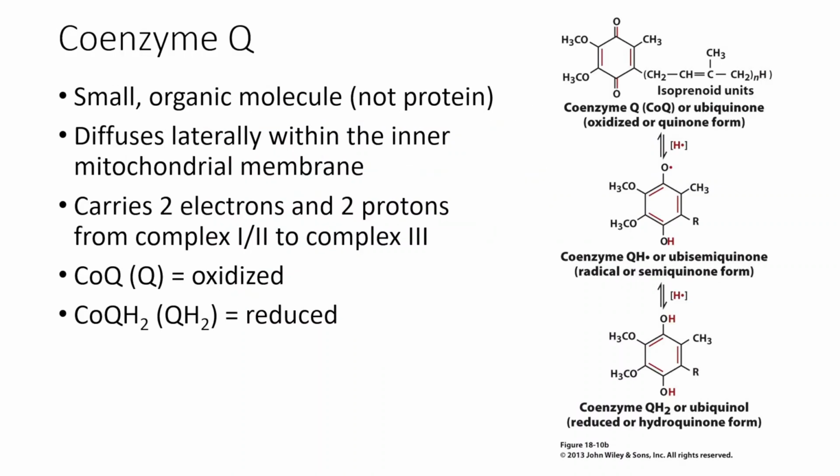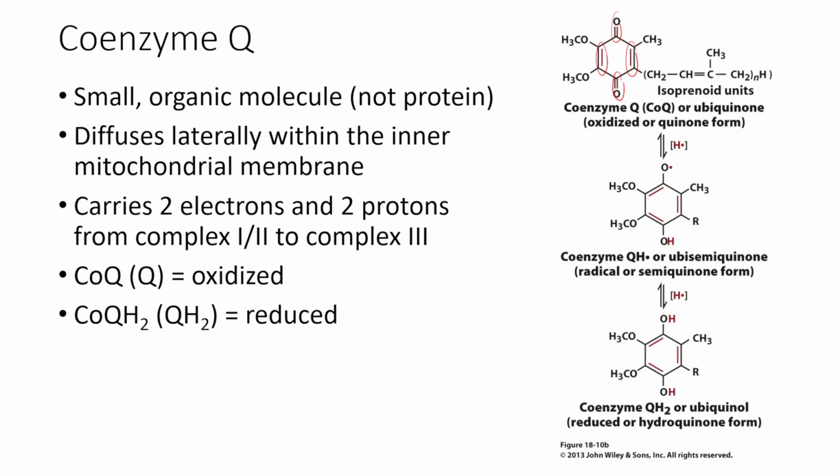So let's now take a minute and talk about coenzyme Q. Coenzyme Q is a small organic molecule. It's not a protein. It contains a 6-membered ring that has these 2 ketone groups here and these 2 double bonds here in the oxidized form. Again, this molecule is also sometimes called ubiquinone or just Q.